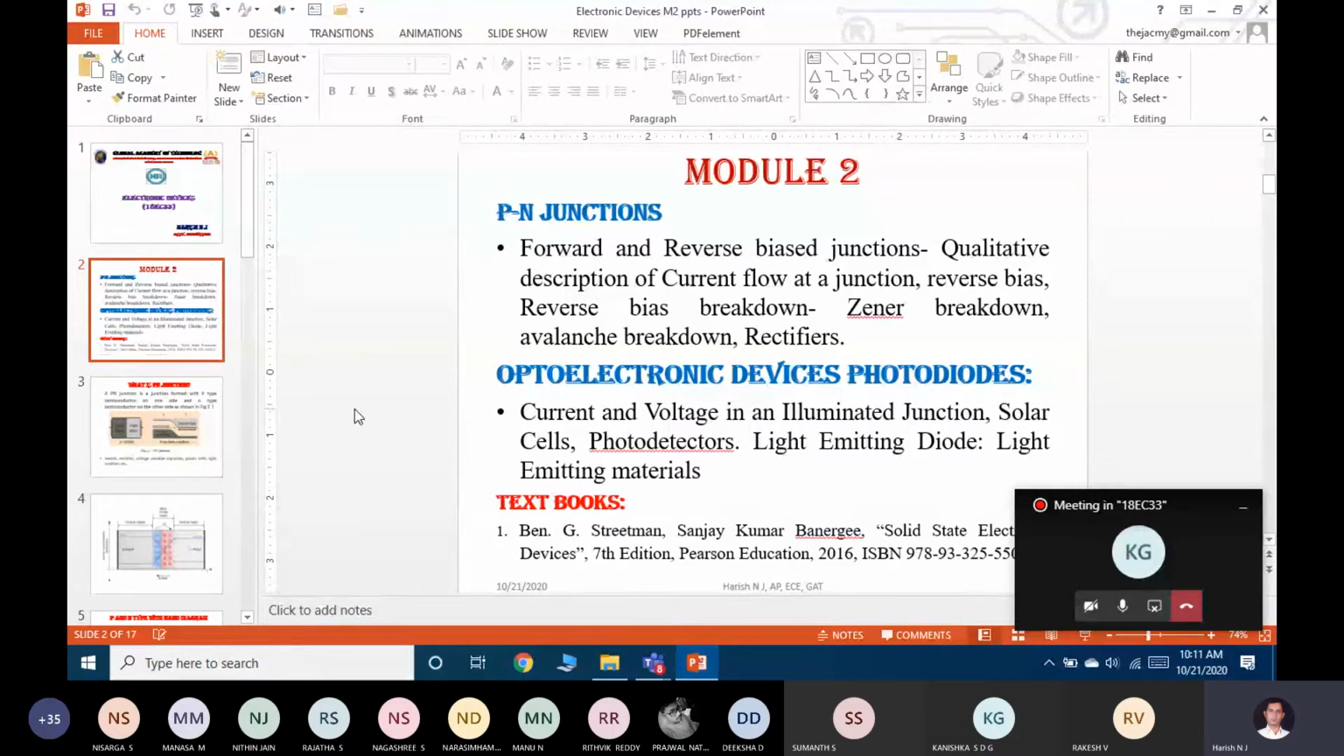Before entering the topics, we will summarize once. Can anyone tell me the definition of a PN junction diode? Firstly.